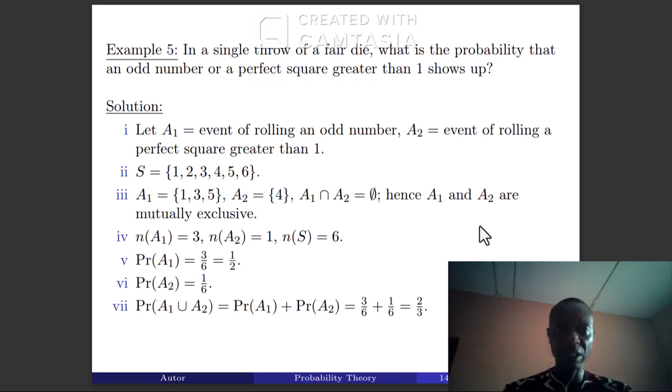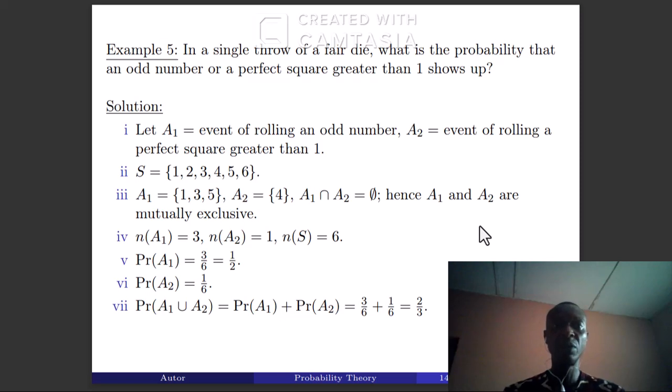They have nothing in common. So that means mutually exclusive events. So the number of A1, how many? 3. What's the number of A2? 1. Total number of sample space, 6. So this is what you need to write out, the parameters you need to write out before you set out to solve the problem.